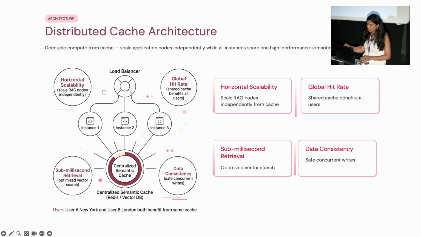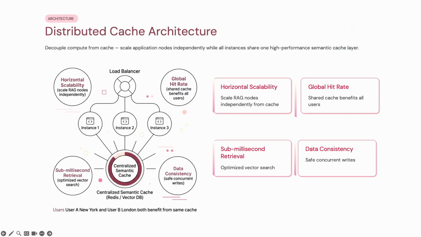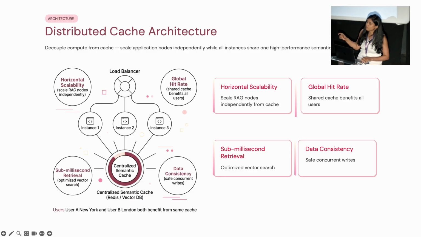So far, we have looked at semantic caching inside a single system. This slide shows what it looks like in a distributed production environment. If you see, a load balancer routes incoming requests to one of the RAG instances. The RAG instances operate independently, which means the system can scale horizontally by adding new instances if needed. All of those instances are connected to one centralized semantic cache. The centralized semantic cache stores embeddings and previously generated responses so the whole system can reuse them, instead of just one single instance. Let's walk through a flow.